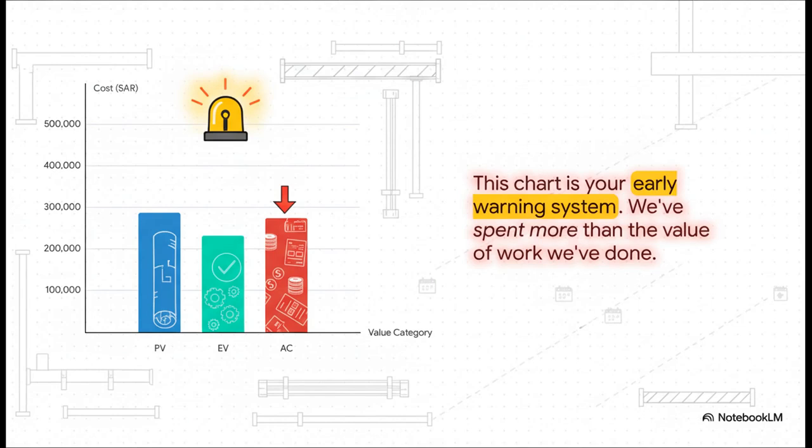This little chart, it's like a health check for your project in a single glance. It's a simple take on earned value management. The blue bar shows what you plan to spend. The green is the value of work you've actually completed. And the red, that's what you've spent. In this case, we've spent more than the value of the work we've done. This chart is your early warning system. It tells you when you need to ask some tough questions.